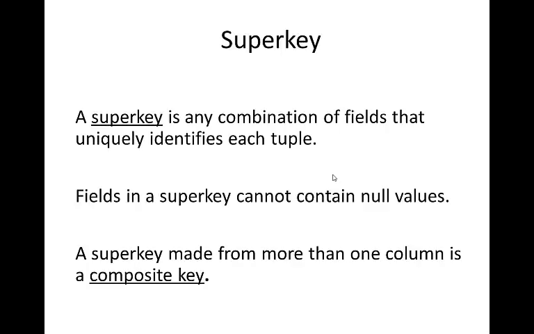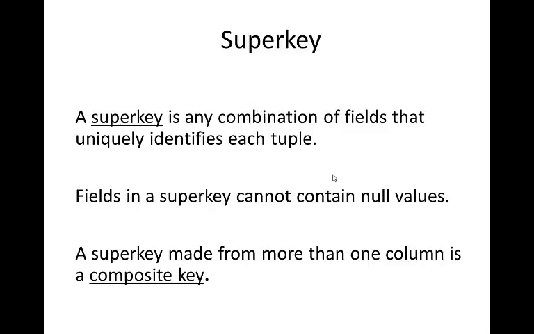So, super keys. This is all about how we define the uniqueness of rows in a relation, so tuples in a relation, rows in a table. We need our rows to be unique. How do we make sure the rows are unique? We define keys, or we use keys.